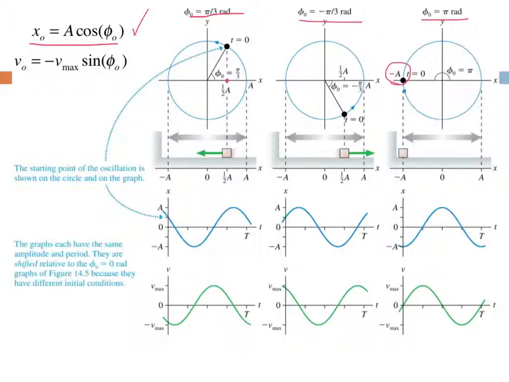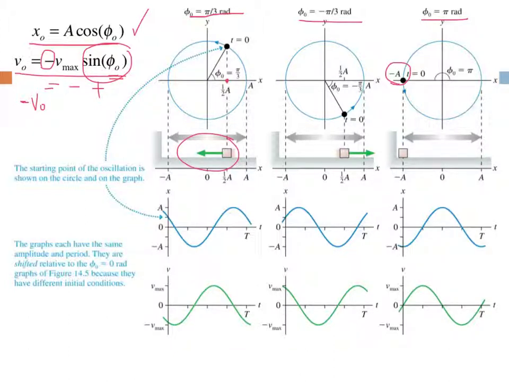Now if we look at the velocity function, what this tells me is the direction that I'm traveling and the speed that I'm traveling at the beginning. Looking at the first picture, if I put phi naught of pi over 3 into this equation, I would get the sine of pi over 3, which is a positive number. But I already have a negative there. That means my initial velocity would be negative. And that makes sense because in our diagram, we do see that we are moving to the left at that point.